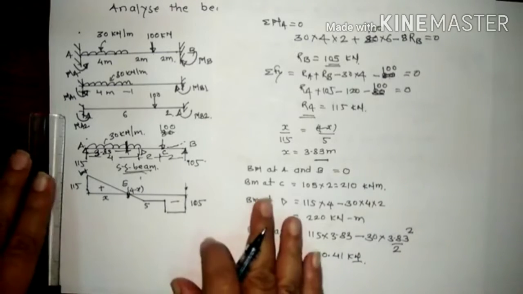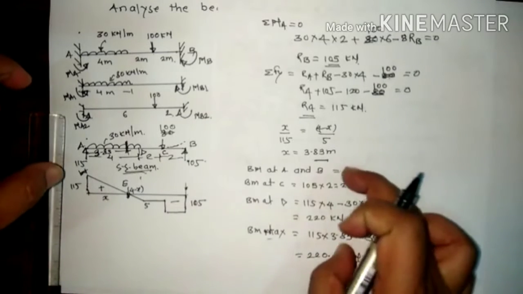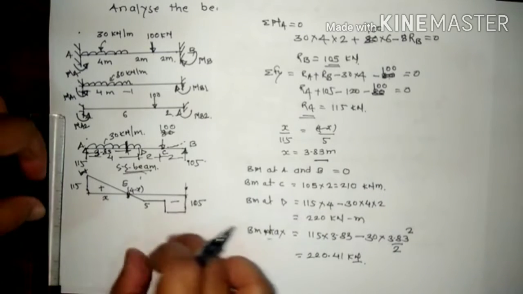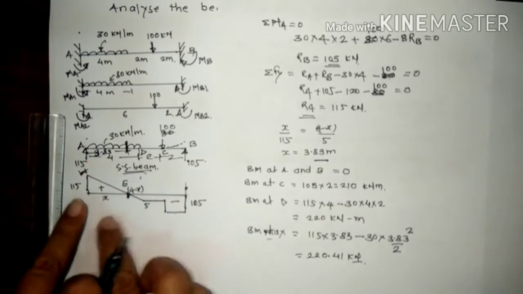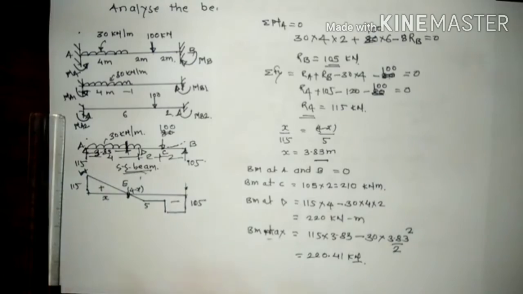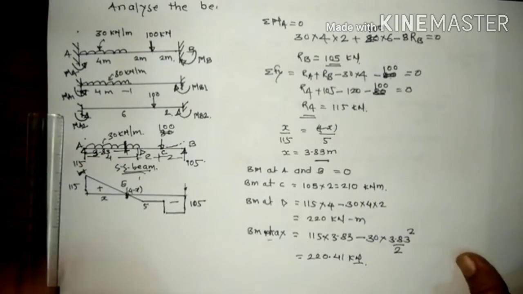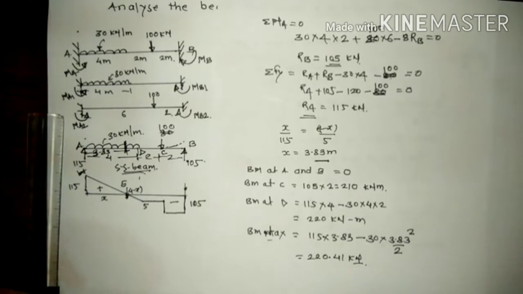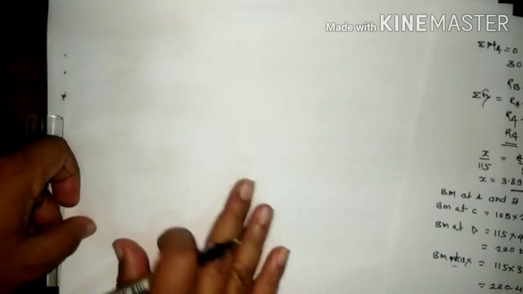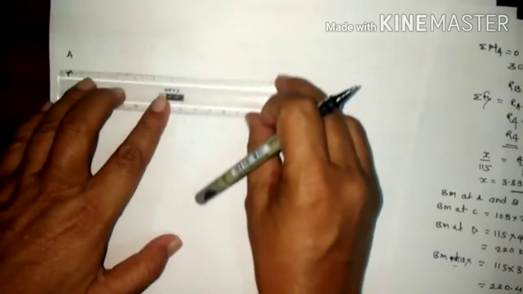Okay, now here from these 4 points we got the simply supported free BMD. That beam is considered as simply supported. We got the free BMD. So now here, the bending moment diagram.